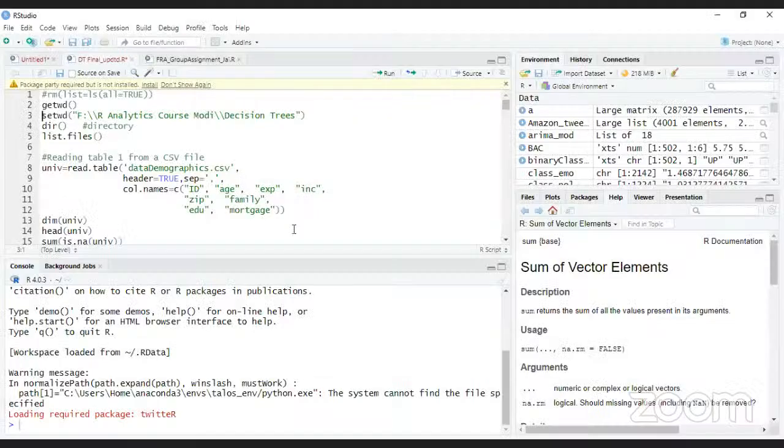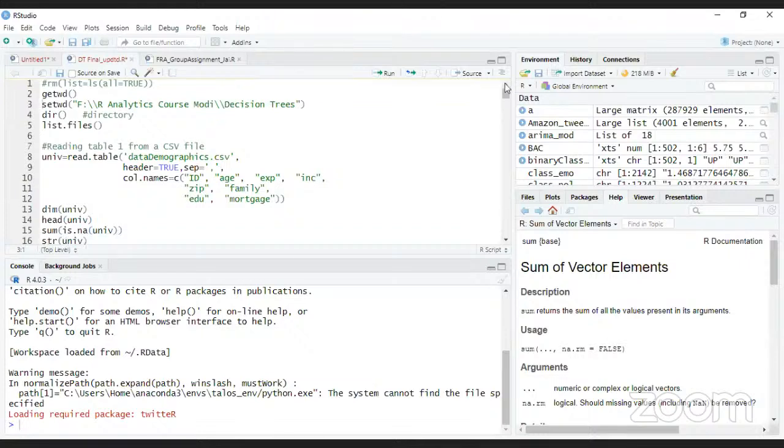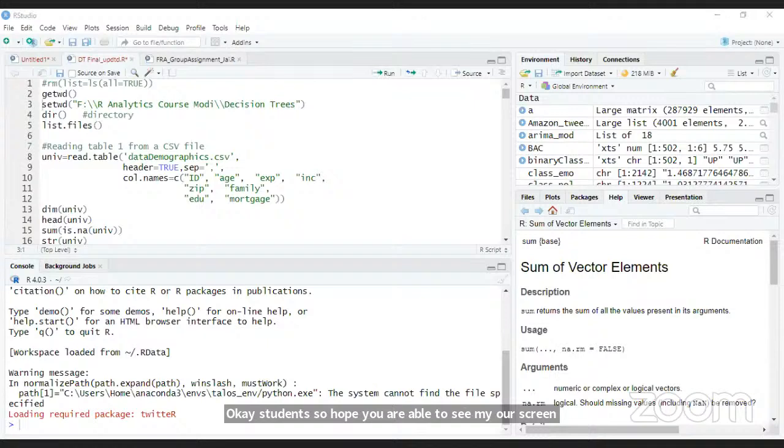Okay, students. So hope you are able to see my R screen now. Can someone confirm whether you are seeing my R screen?